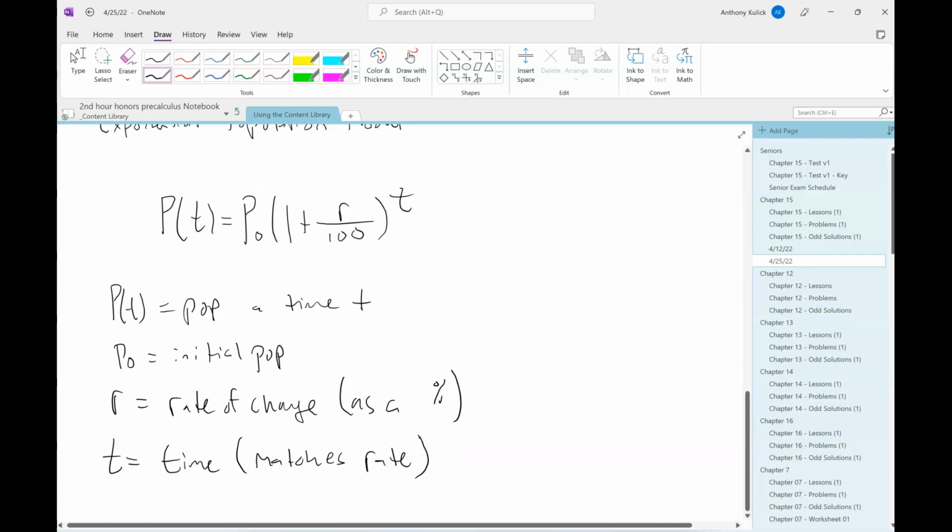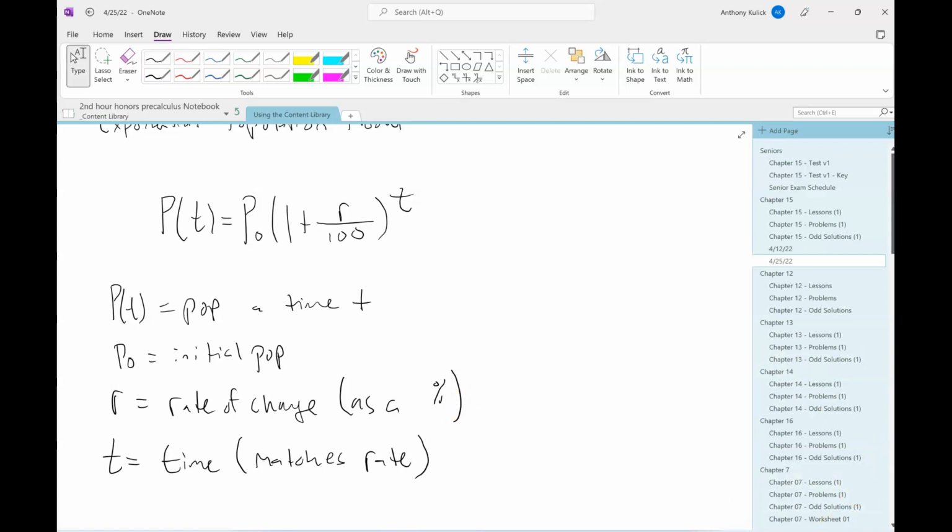All right. So our population model here, P of t equals P naught times (1 plus r over 100) to the t, where P of t is the population at some time t, P naught is our initial population, r is our rate of change as a percentage, and t is a time, and the unit for that time should match the unit on the rate. So if the rate is per year, then the time would need to be in years. If the rate was per day, then the time would need to be in days, or you'd have to make some kind of adjustment to account for that.